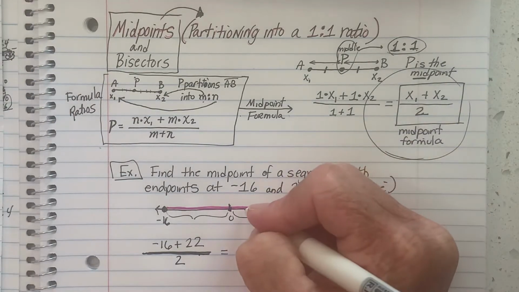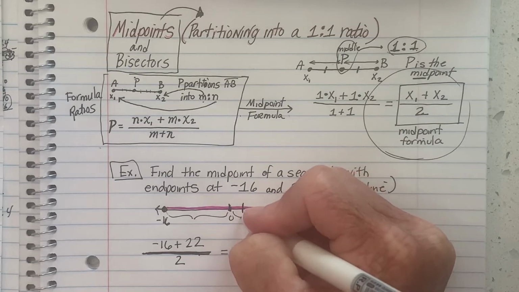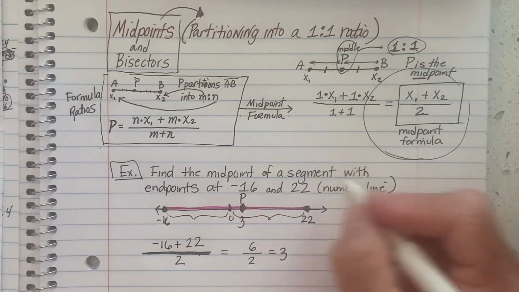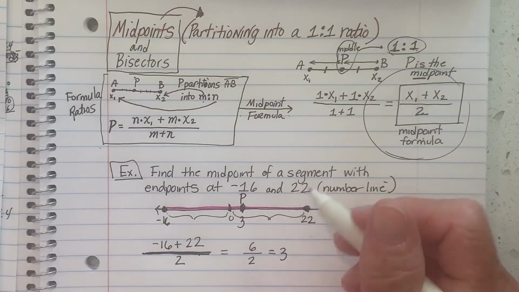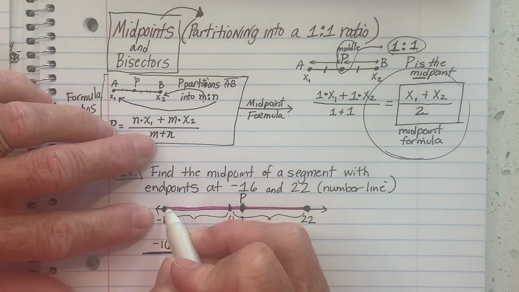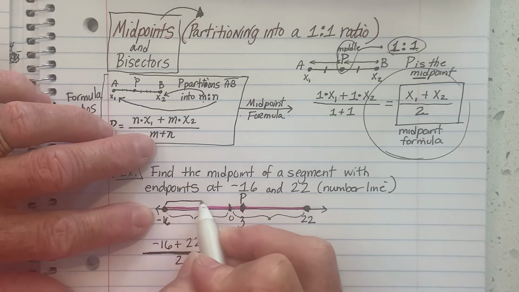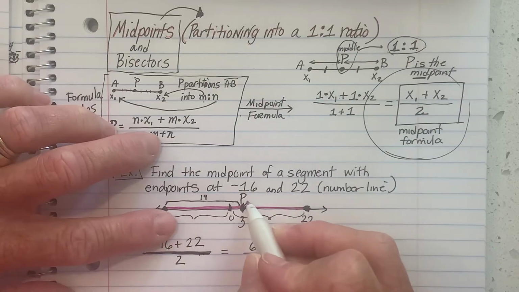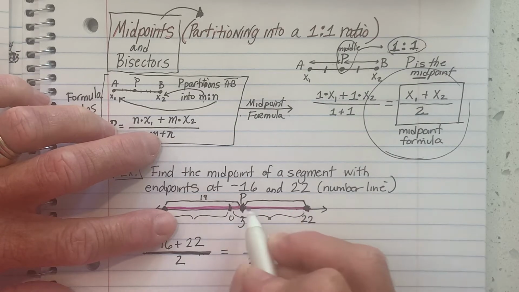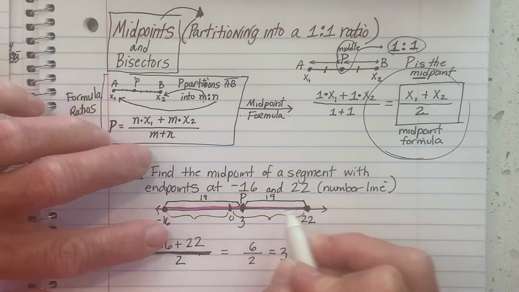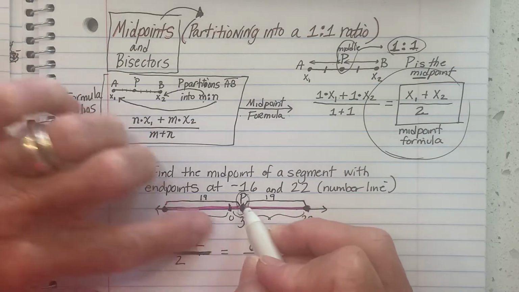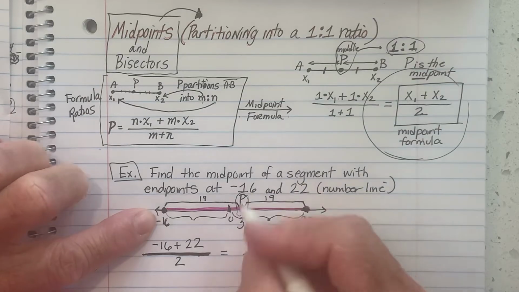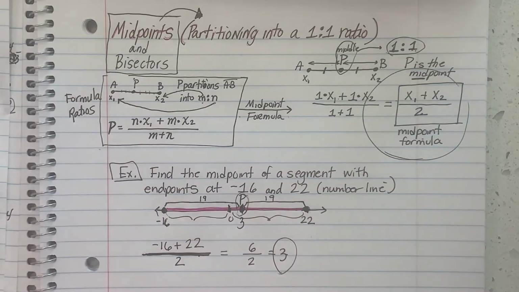So 3, which would be roughly here, if that's P, the point we were looking for, we didn't give it a name, but if that's P, you can see that from -16 up to 3, those are 19 apart, and from 3 up to 22, there's also a difference of 19 in that direction. So point P is exactly in the middle between -16 and 22. So the midpoint is 3.